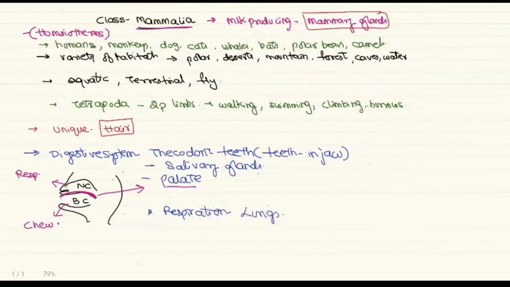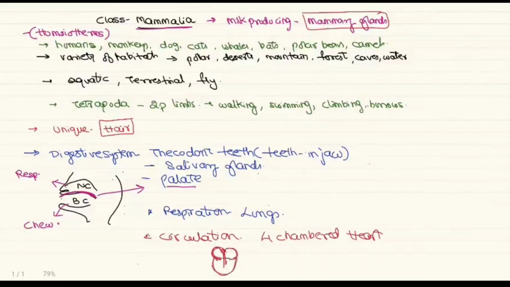Moving to the respiratory system, respiration is completely by lungs. So normal lungs are present in the case of the mammals. What about circulation? Of course, we have a four-chambered heart, that is two atria and two ventricles. So the oxy and the deoxy blood are always separated. So our heart has four chambers, that is two atria and two ventricles. This will help in complete double circulation.